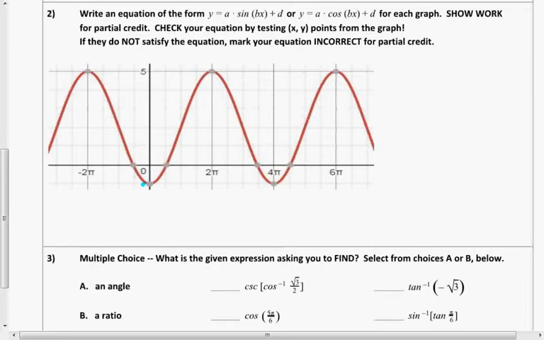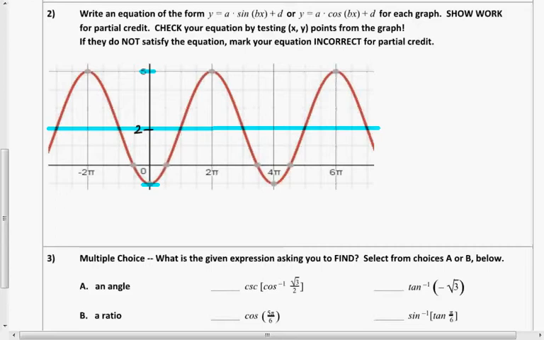I can see the minimum is at -1, and then it goes as high as 5. So the first line I would draw on this graph is the midline. And if it's a total of 6 units, then I need my midline at 3 units above and below it. So the midline is here at 2.